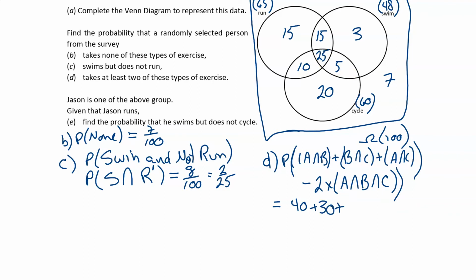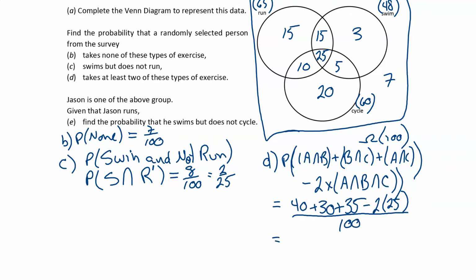Then we look at the intersection between A and C, or the intersection between running and cycling, which is 35 people. Then we want to subtract 2 times the intersection of A and B and C, which is the spot right in the middle, minus 2 times 25. That's all going to be divided by the total number of people in the sample space, which is 100.